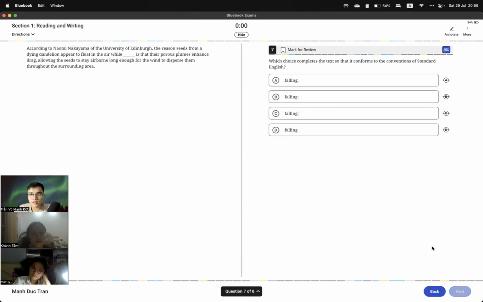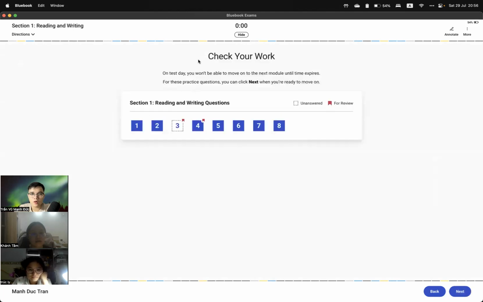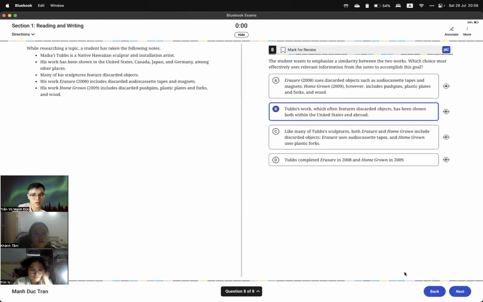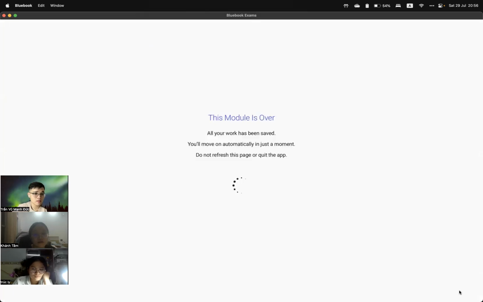After you finish, for example like this, you will be greeted with an overview check page. And see, I can see that there's question number 3 that I haven't finished. Now I'm going to go back. Do not ever leave anything blank, as I mentioned. Next, and once you finish, you just click next.